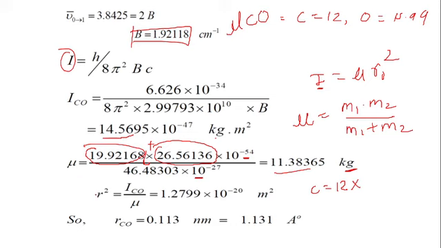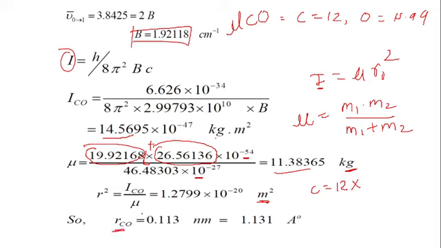Then we can calculate the value of R. R0 square is equal to I divided by mu, where I has the value 14.56 into 10 raised to minus 47 divided by mu having the value 11.38365 kg, which by solving this, we get 1.2799 into 10 raised to minus 20 meters square. This is the R square.